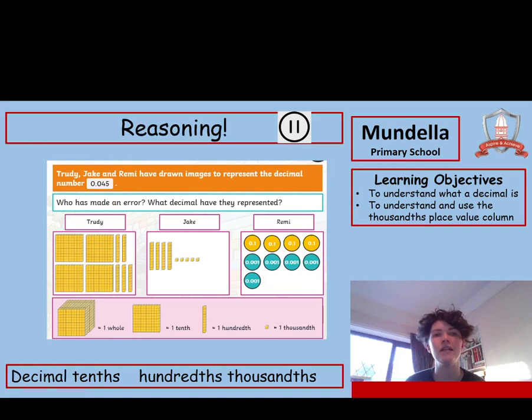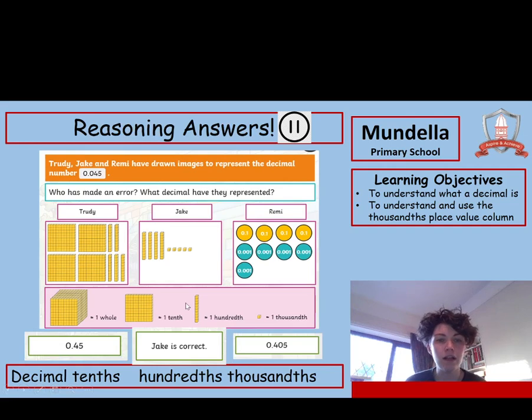And now for a little bit of reasoning. Trudy, Jake and Remy have drawn images to represent the decimal number 0.045. Who has made an error? What decimal have they represented? Okay, so Trudy has made this particular representation, Jake has made this one, and Remy has used these counters here. So who has made an error trying to make the number 0.045? Remember your key is down below for the base 10 representations. This is a whole, that would be a tenth, that would be a hundredth, and that would be a thousandth. So what do you think? Pause the video to answer the questions.